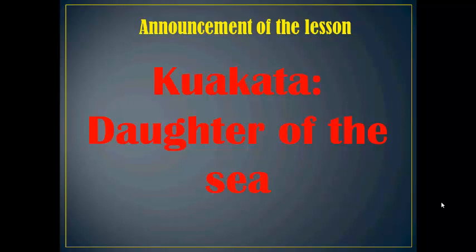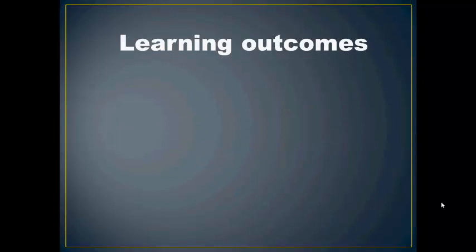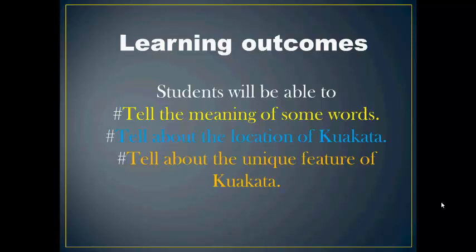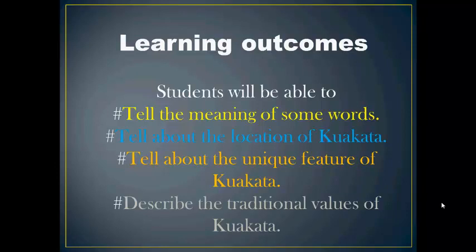Announcement of today's lesson. Kuakata, daughter of the sea. Learning outcomes. My dear all students, you will be able to tell the meaning of some words, tell about the location of Kuakata, tell about the unique features of Kuakata, describe the traditional values of Kuakata. Now let's see in the next slide.